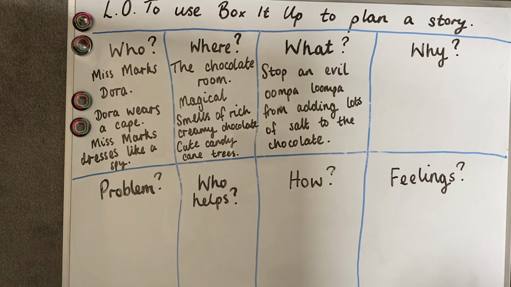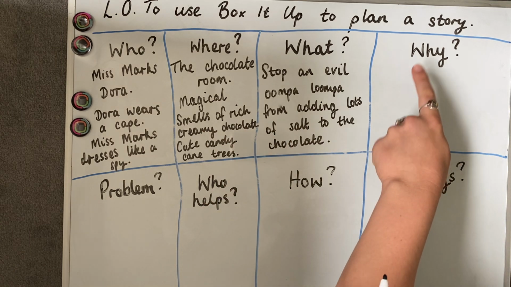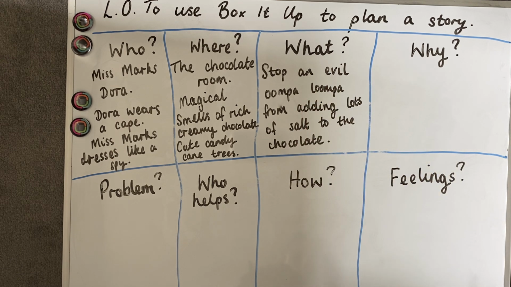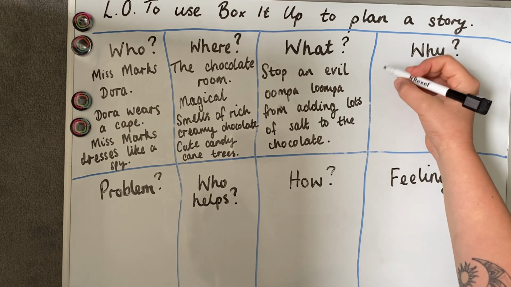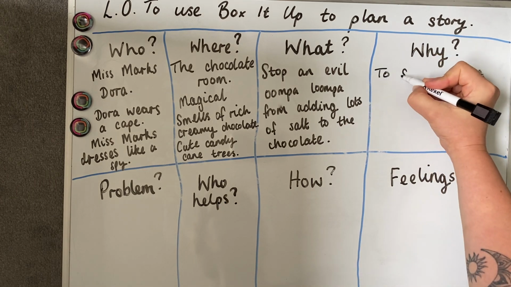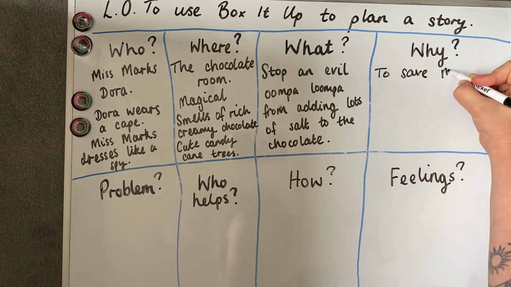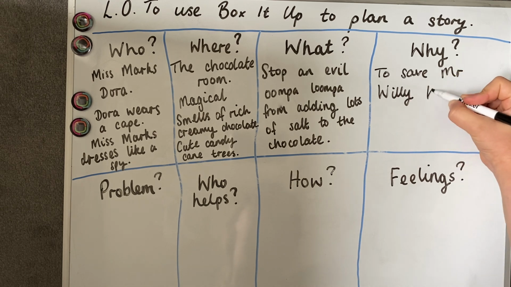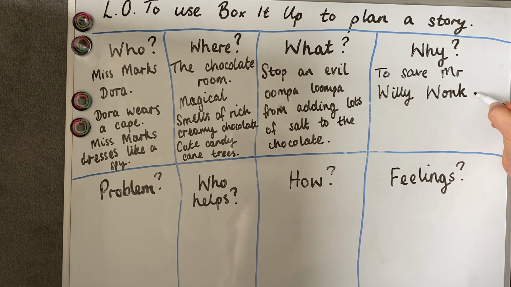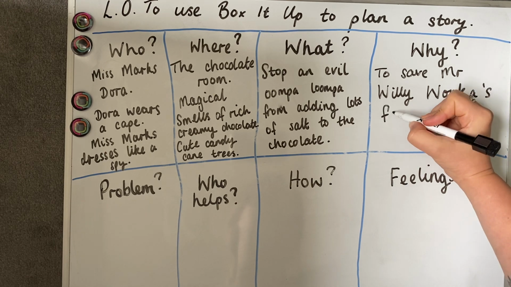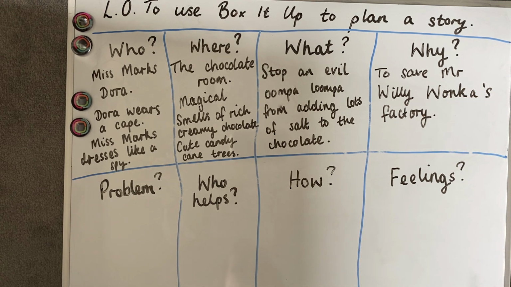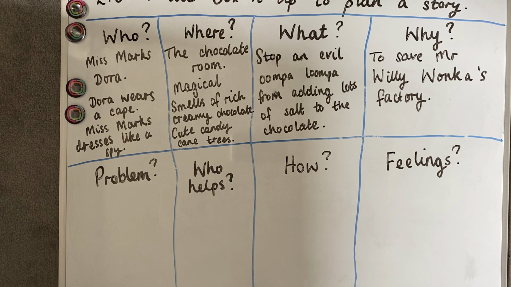So why are they trying to stop this evil villain? Why are your characters trying to do what they are doing in this story? Okay, so why are they doing this? To save Mr. Willy Wonka's factory, okay? Because if an evil Oompa Loompa fills all the chocolate with salt, nobody's going to want to buy those chocolate bars anymore, are they?